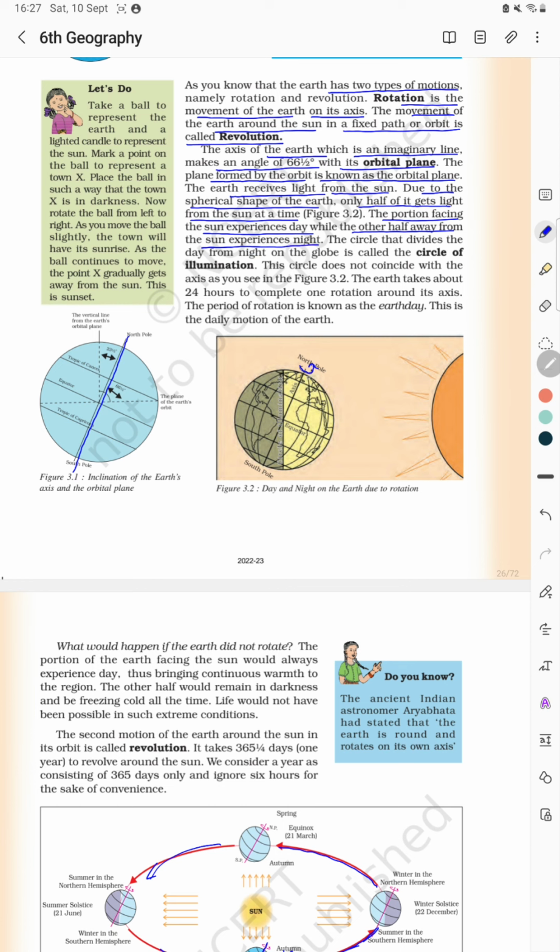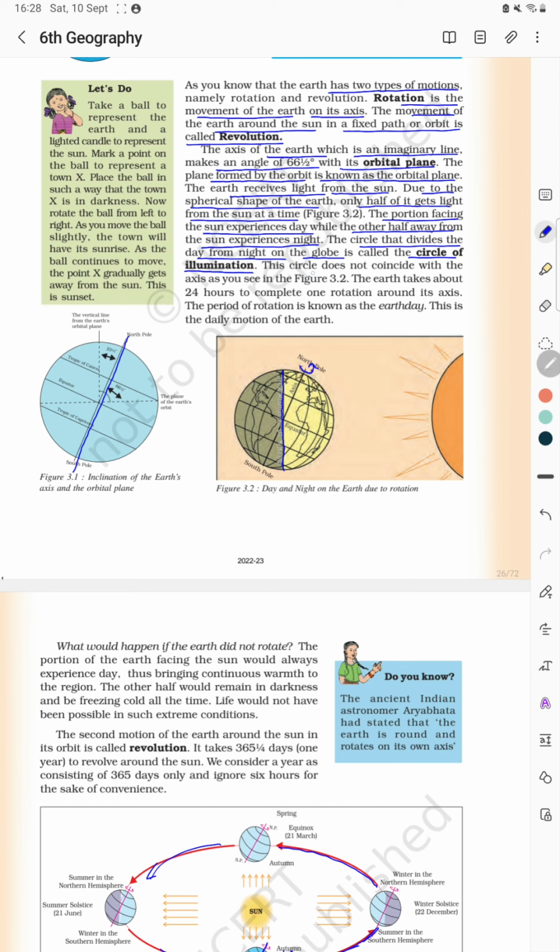Now this yellow part is facing the sun, so here is day. The part of the earth behind it is facing night. The circle that divides the day from night on the globe is called the circle of illumination. This imaginary line divides the earth into two parts. On one side of this circle of illumination there will be day, on the other side there will be night.